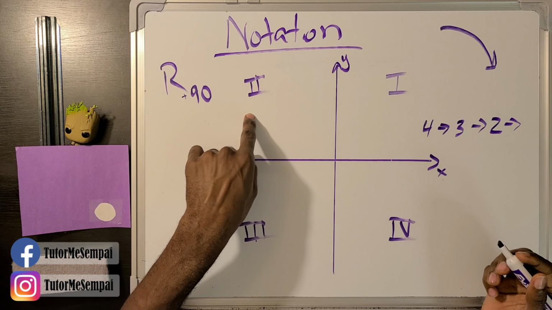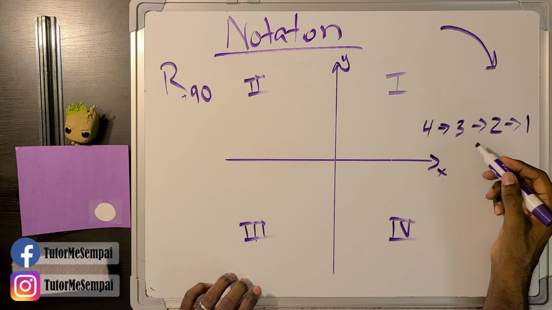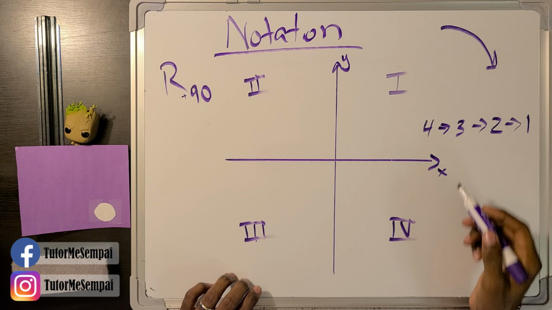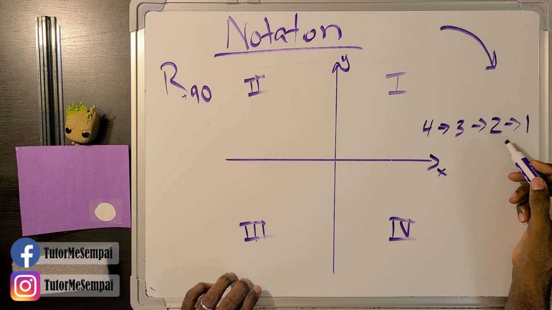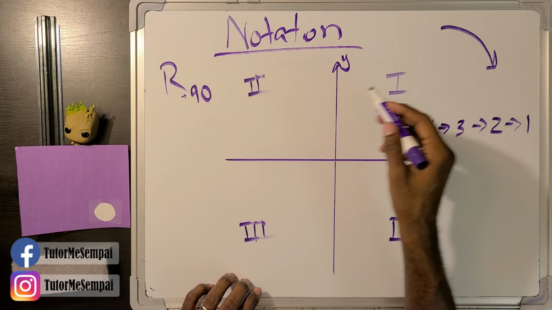And if you want to continue back to where you started, you go to 1. Are you increasing or decreasing by going in this fashion? Are we increasing or decreasing? We are decreasing, right? 4 to 3 to 2 to 1.